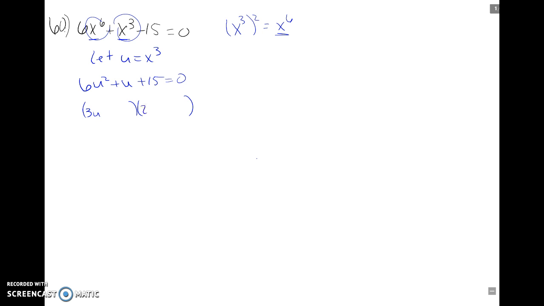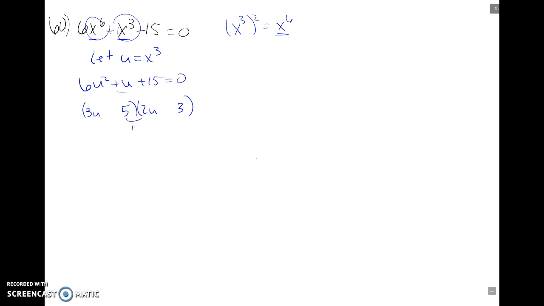We'll have a 3u and a 2u. This one I'm going to guess and check. You may want to split the middle on this one because it's not that bad for splitting the middle, but I'm going to guess and check because I don't have that many options. So 15, you have 5 and 3 or 1 and 15. So it's obviously going to be the 5 and 3. 3 times 3 is 9 and 5 times 2 is 10. And if you subtract those, you get positive 1, which is what we're looking for.